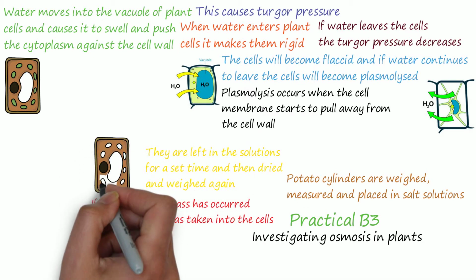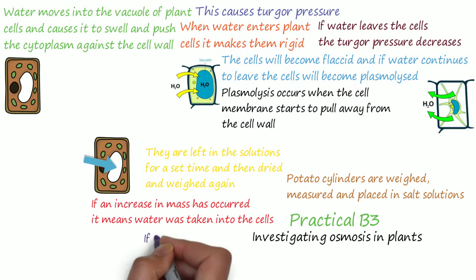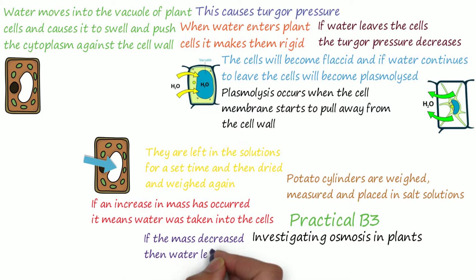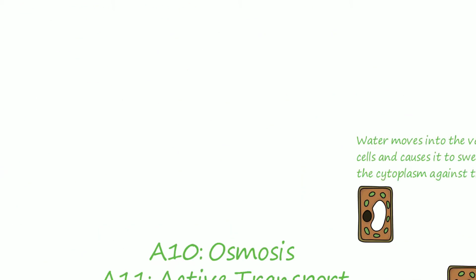If an increase in mass has occurred, it means that the water was taken into the cells by osmosis. Therefore, a decrease in mass must mean that water has left the cells. The movement of water is dependent on the concentration gradient between the cell and the solution it is in.